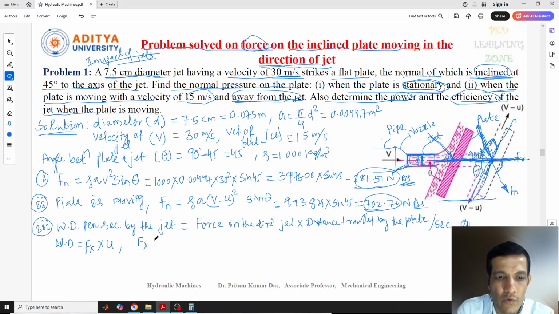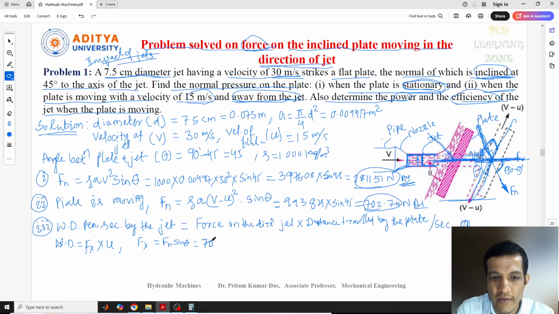Fx is equal to Fn sine theta, which we get from here. This is 90 minus theta, and this one also 90 minus theta. So if I resolve the Fn in this Fx direction, that is Fn cos(90 minus theta), which is Fn sine theta. Anyway, Fn we already got the value.